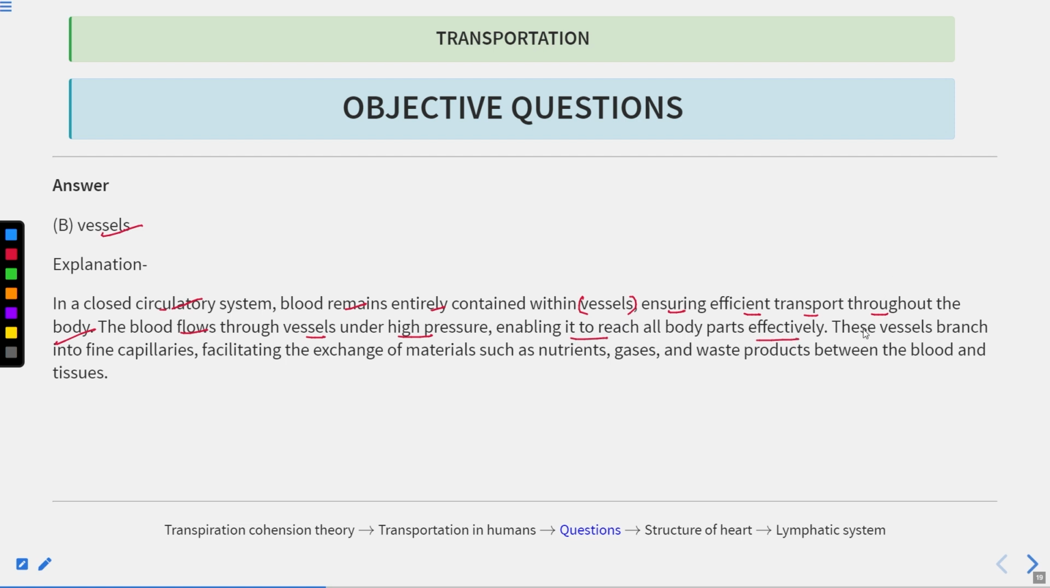Now these vessels branch into the fine capillaries, facilitating the exchange of materials such as nutrients, gases, waste products between the blood and the tissues. So in a closed circulatory system, the blood flows within the vessels and this ensures very efficient transport of the blood that carries the nutrients, gases, waste products within the body. Okay, so the answer is vessels.